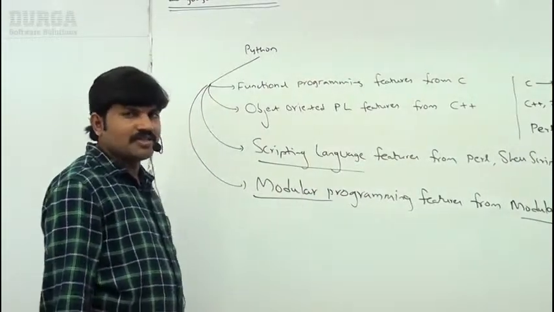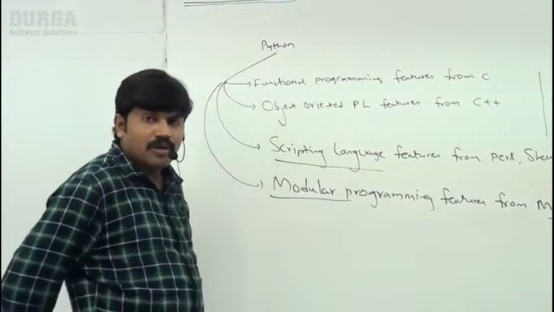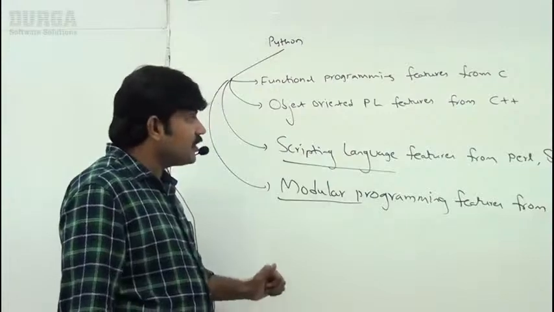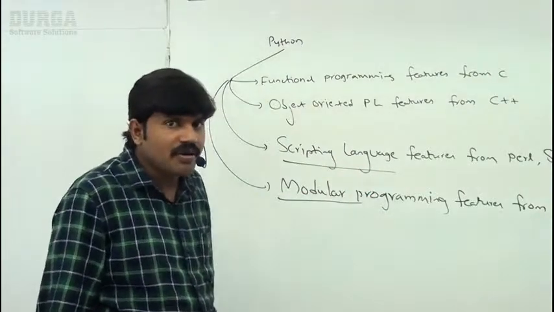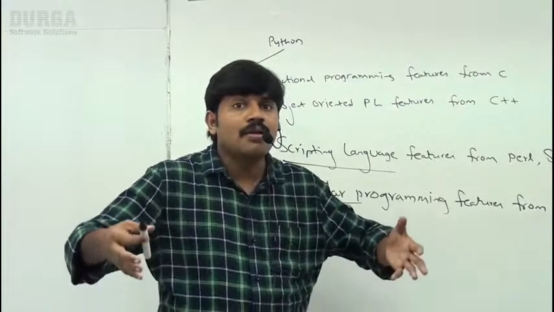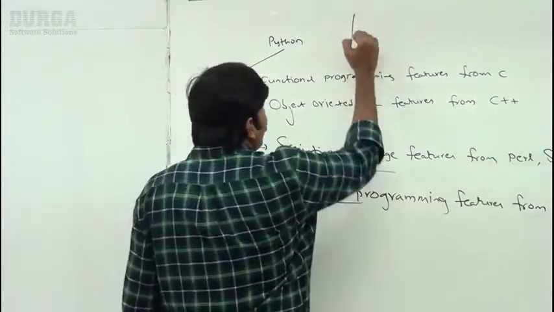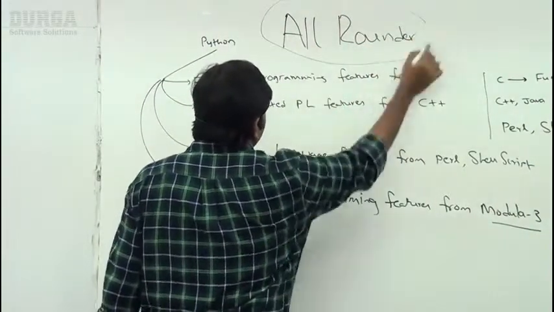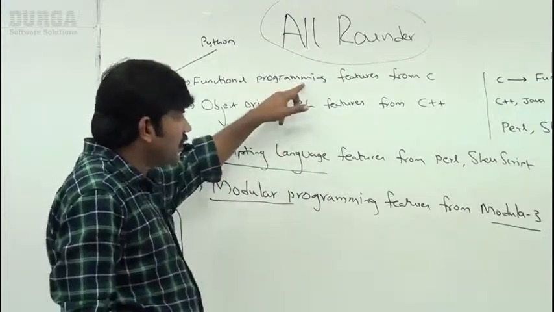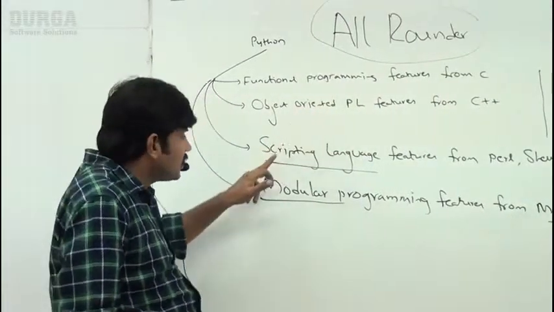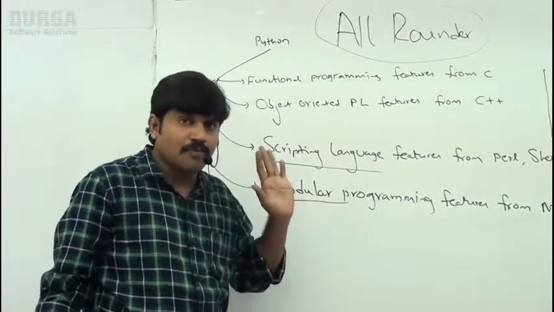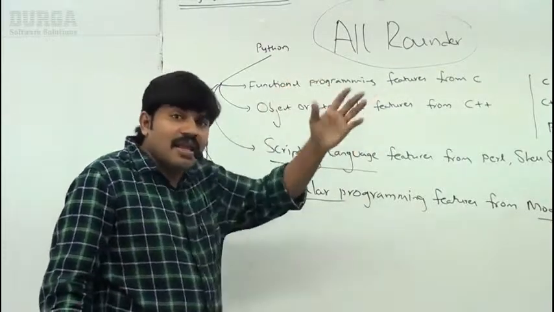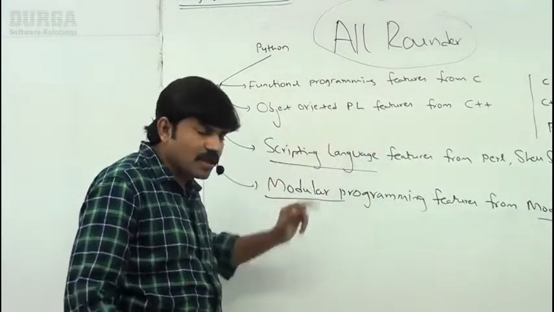Sir, now can you please tell, is Python a functional programming language, or an object-oriented programming language, or a scripting language, or a modular programming language? What answer do you have to tell? Python is an all-rounder. Python is everything, sir. It is a functional programming language, an object-oriented programming language, and a scripting language. Python acts as a modular programming language also. Python can enjoy the benefits of all these programming paradigms.